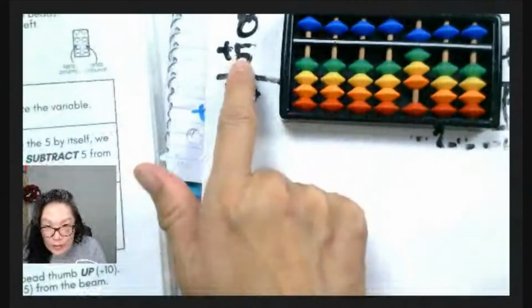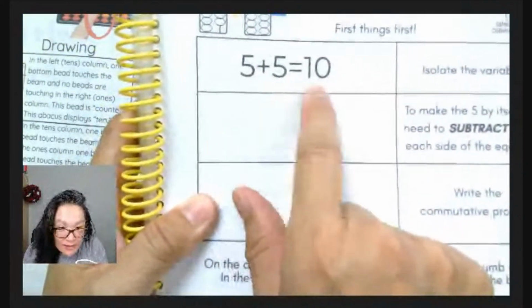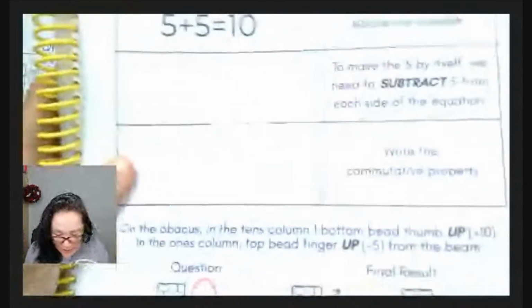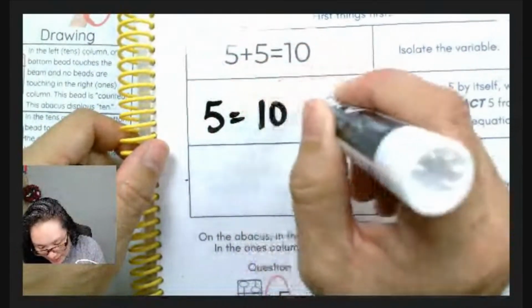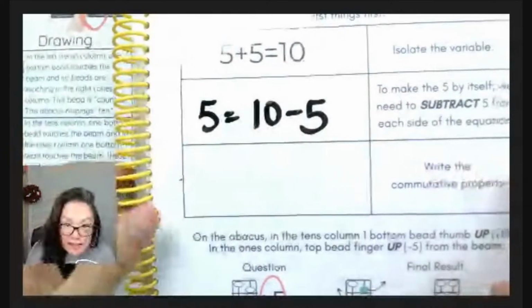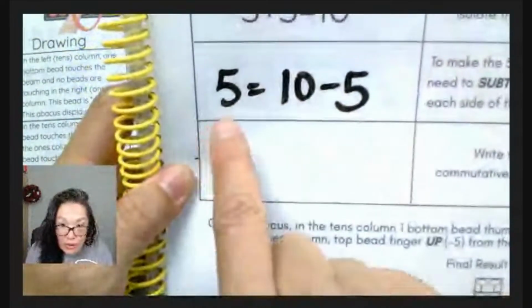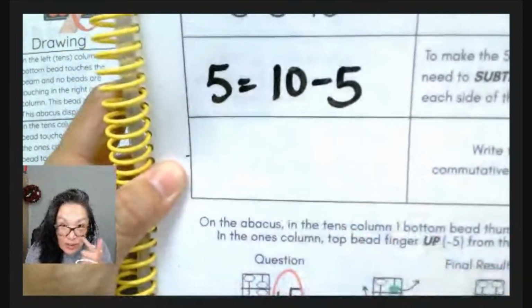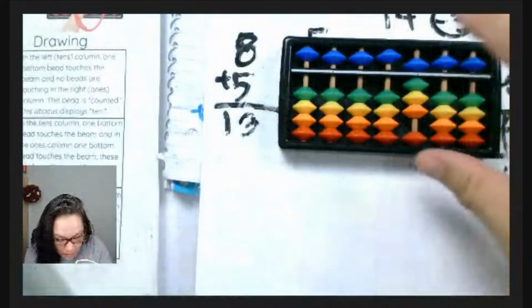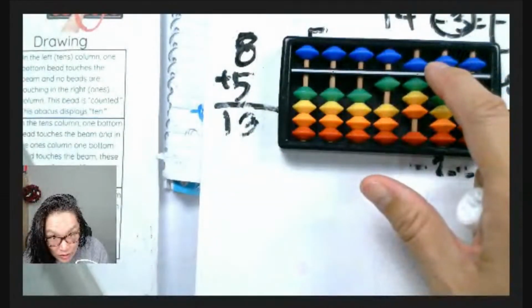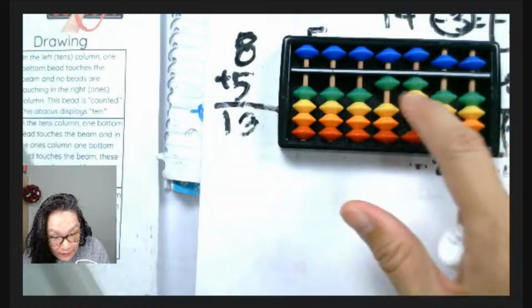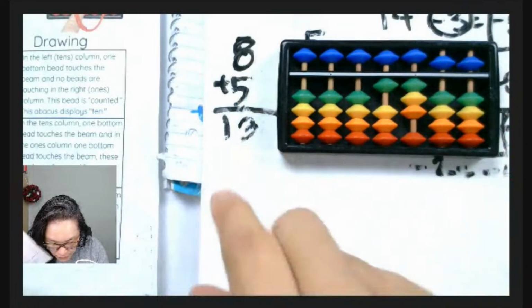Okay, so what are we doing? When we add the 5, what are we going to do? We know this concept. 5 plus 5 is equal to 10. So 5 is equal to 10 minus 5. Does that make sense? We're going to add the 10 and then take away the 5. We add the 10 and, oh look, we can take away the 5. So my final answer is 13, which I wrote here.